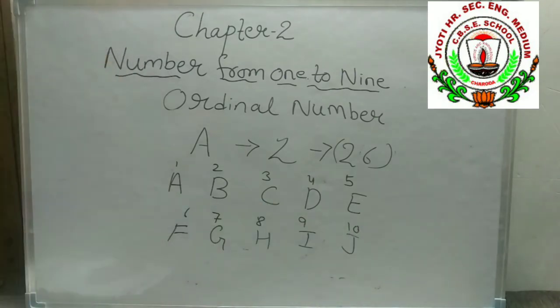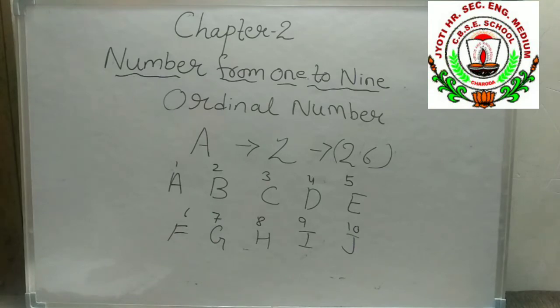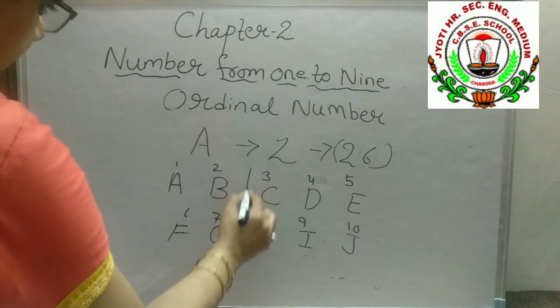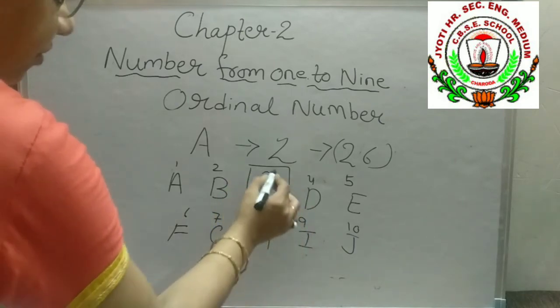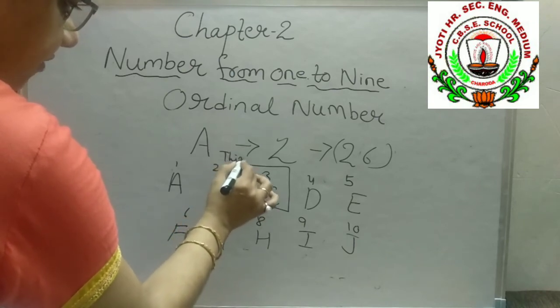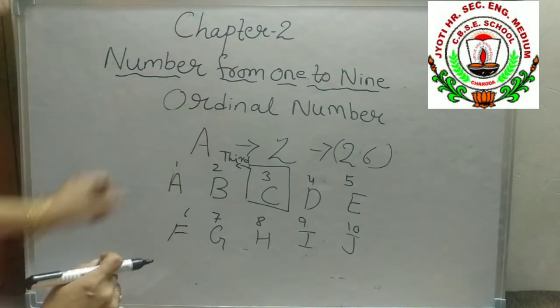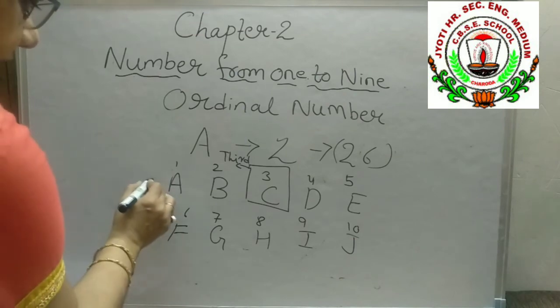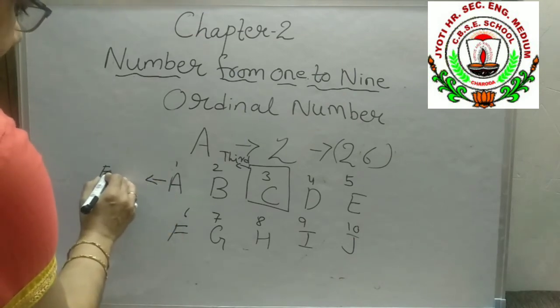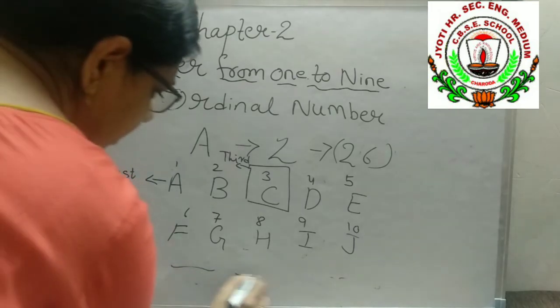So if anybody asks you which alphabet is in the third position, student, can you tell me? Yes, it is C. Which alphabet is in the third position? It is C. If anybody asks you which is the first alphabet, student, the first alphabet is A. Which is the first alphabet? The first alphabet is A.